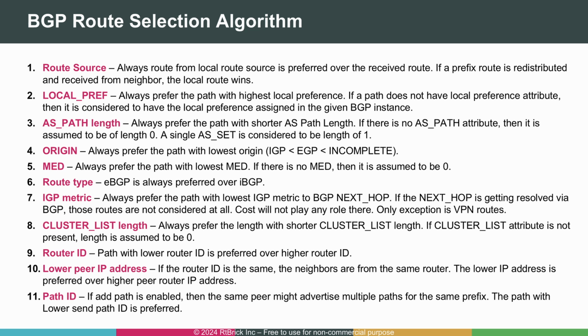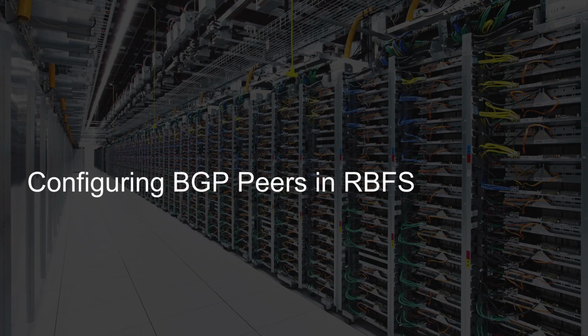From this algorithm, it's clear that the most significant attributes influencing best path selection are the local preference, AS path, and MED. Up to this point, we covered a lot of theory. Now, it's time to put this into practice and configure a BGP peering in RBFS.